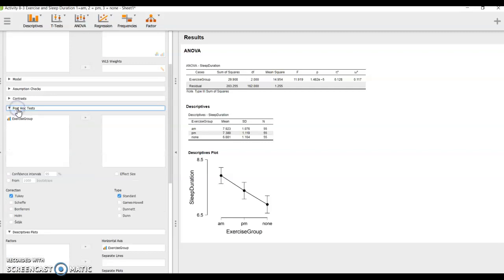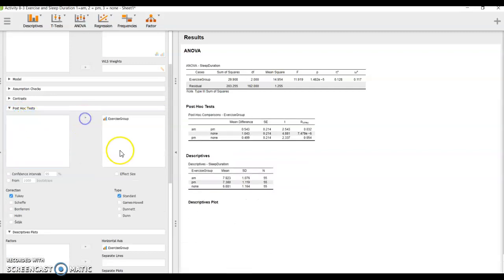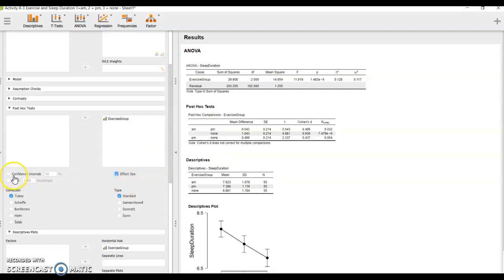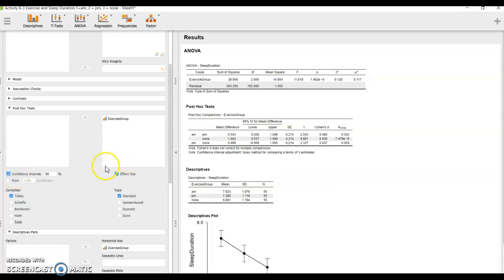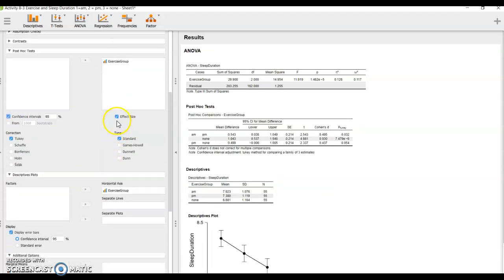Okay. So to break it down per pairwise comparison, we're going to do post hoc tests. So if you click on post hoc tests, we're moving exercise group over into the right-hand box. And we also want to get effect sizes, and I'm going to ask for confidence interval as well. I'm going to have effect sizes for each pairwise comparison. Right? I'm also noticing here under correction, it says Tukey. And now we're going to do Fisher LSD comparisons because we only have three groups, and so we don't need to do this correction. So we're going to unclick Tukey.